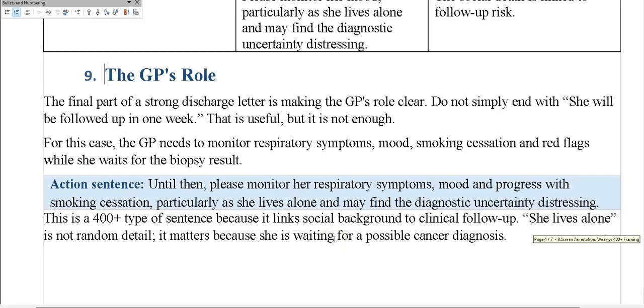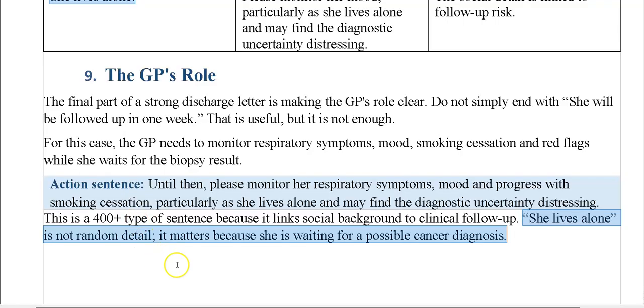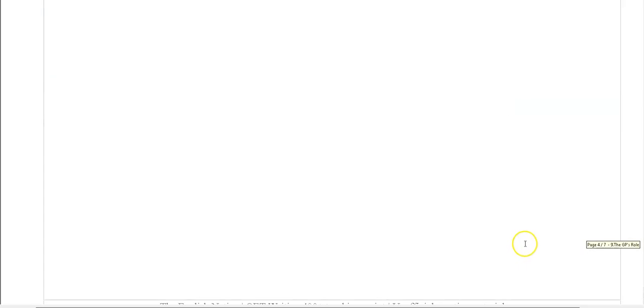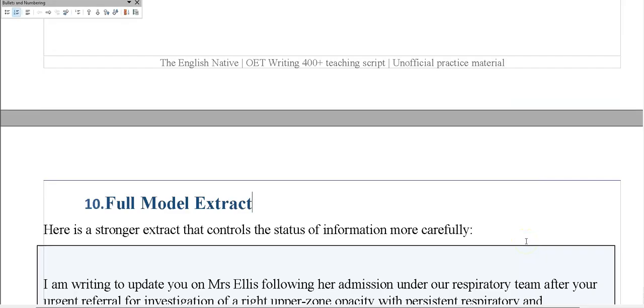Now, the final part. All right. Making the GP's role clear. So until then, please monitor her respiratory symptoms, mood and progress, particularly as she lives alone and may find the diagnostic uncertainty distressing. So you see here, this is a 400 plus type of sentence because it links social background to the clinical follow-up. Yeah, so you can see that's how it works. It's pretty good. Let's see if I can scroll down a little bit more.